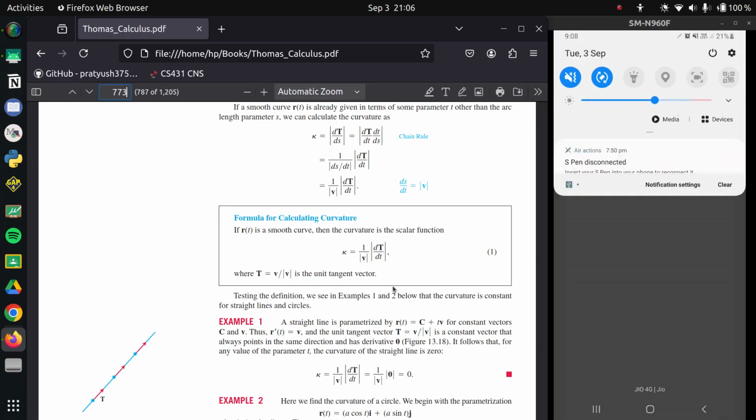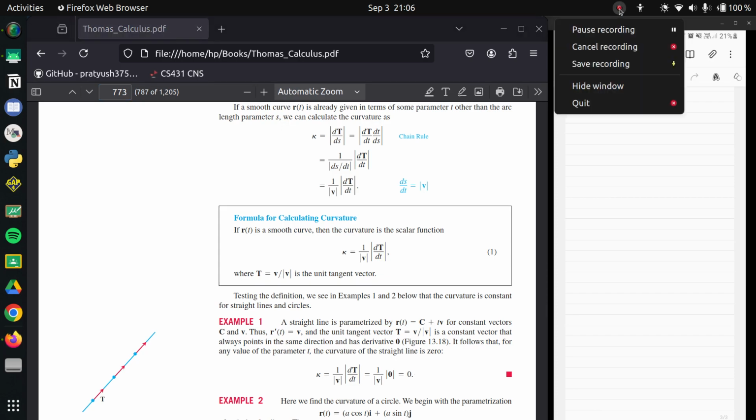Oh wow. It's not letting me do anything. Okay. Just save it.